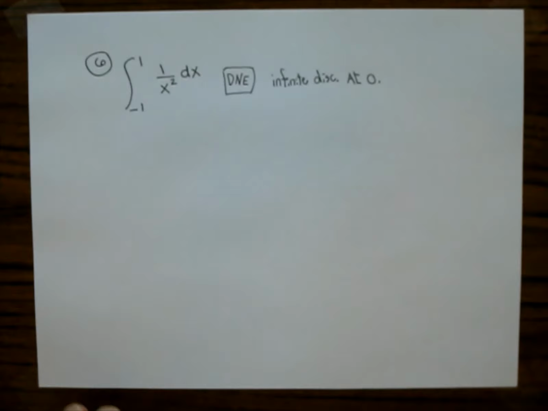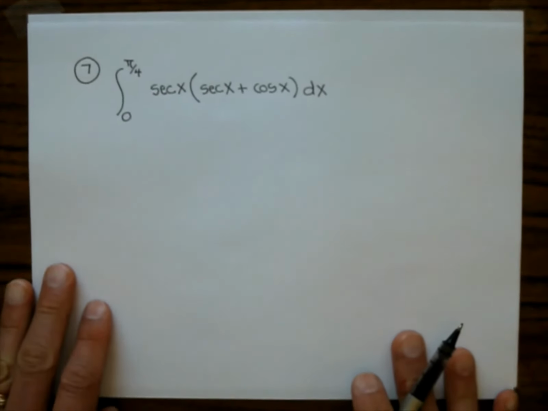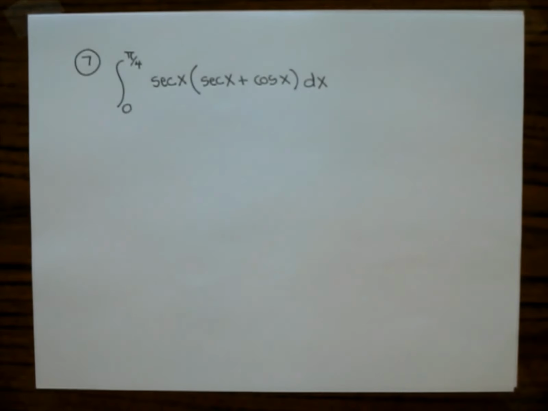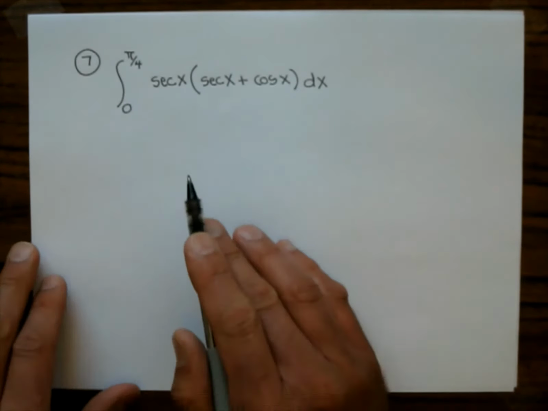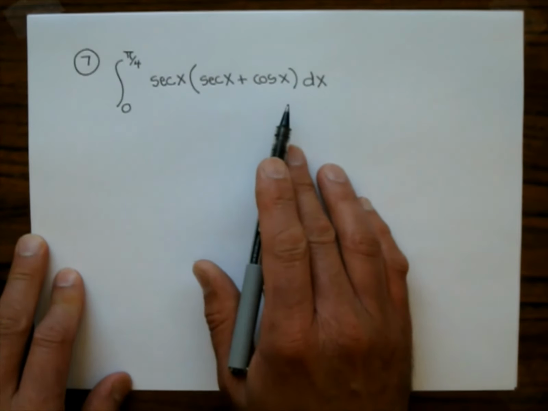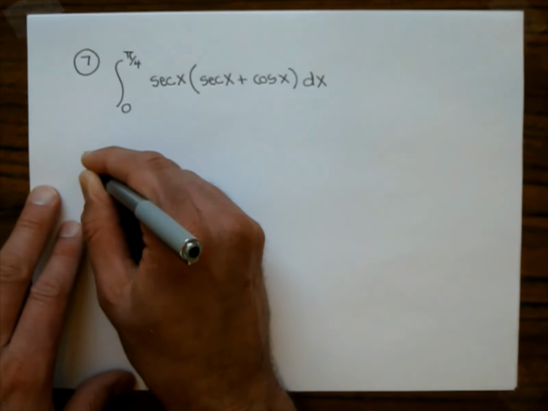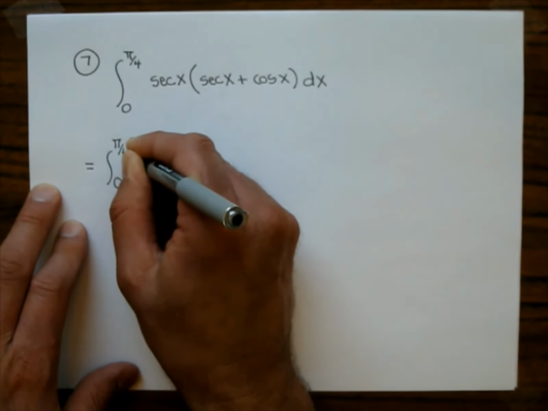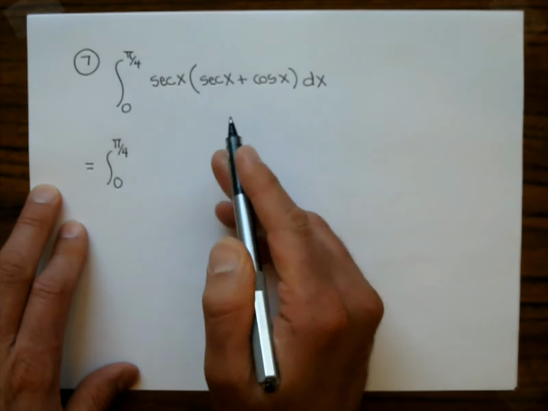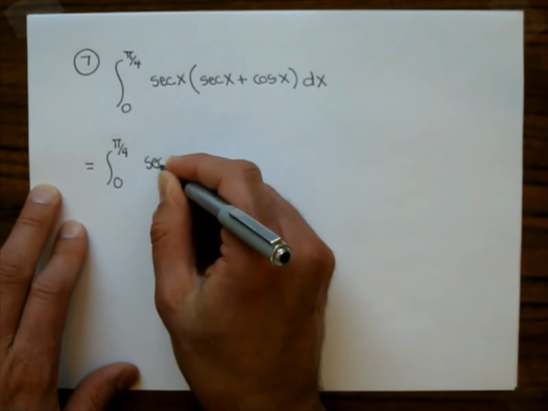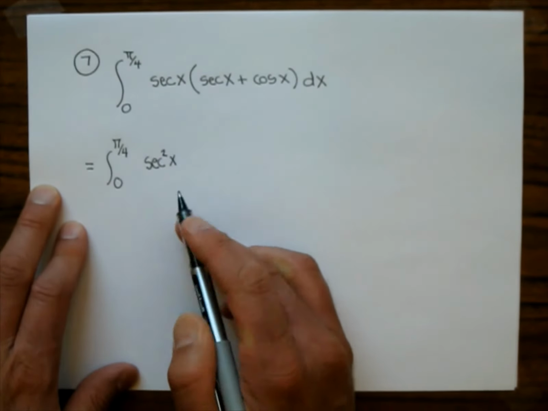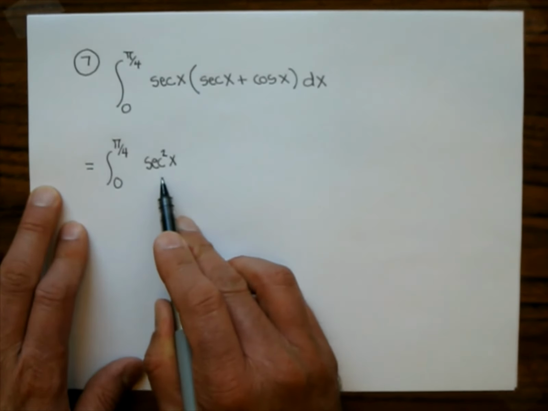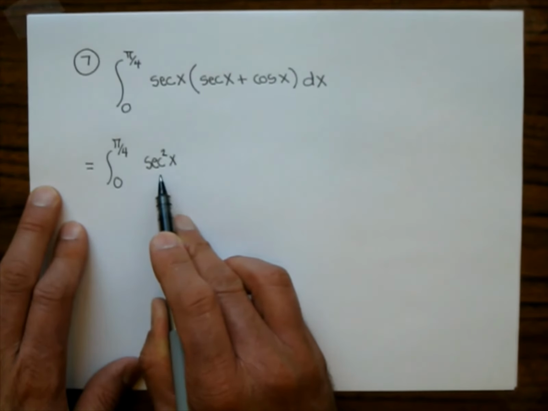Let's go ahead and do another problem. This will be the last definite integral problem we do. Number 7, oh, everybody's favorite, because it has trigonometry. Okay, so what am I going to do with this? I'm going to go ahead and rewrite the integrand. This is 0 to pi over 4. And multiply that secant through, so I have a secant squared x, which I think I know how to take the antiderivative of.